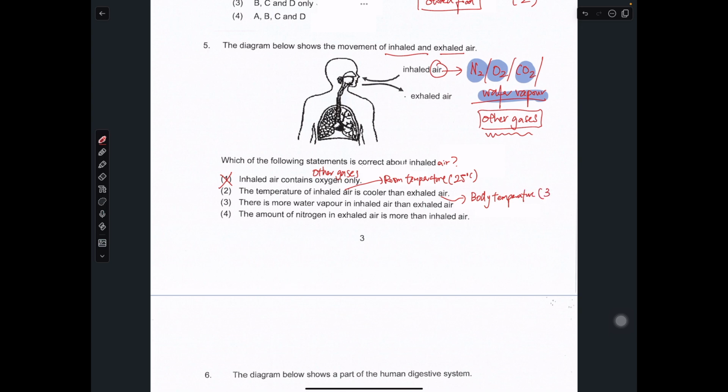Okay, that will be about 37 degrees. Inhale is cooler because the number here is smaller than 37. So number 2 is correct. There's more water vapor. No. The amount of nitrogen is the same, not more. Okay, because we don't use nitrogen, so it will be the same.